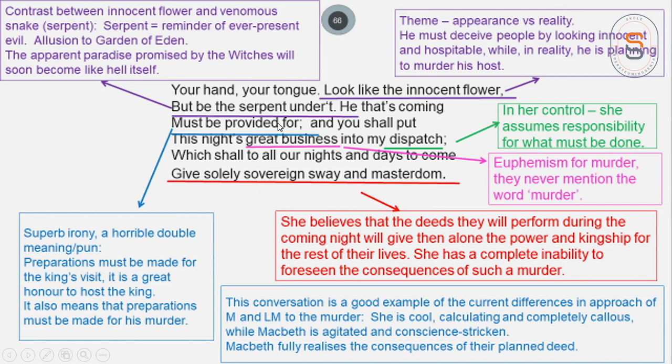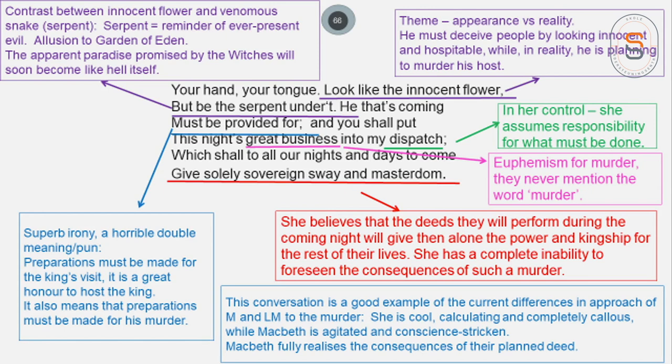So now that is superb irony with a horrible double meaning. She says, he that is coming, that is Duncan, must be provided for. So preparations must be made for the king's visit. It's a great honor to host the king. But it also means that the preparations must be made for Duncan's murder.